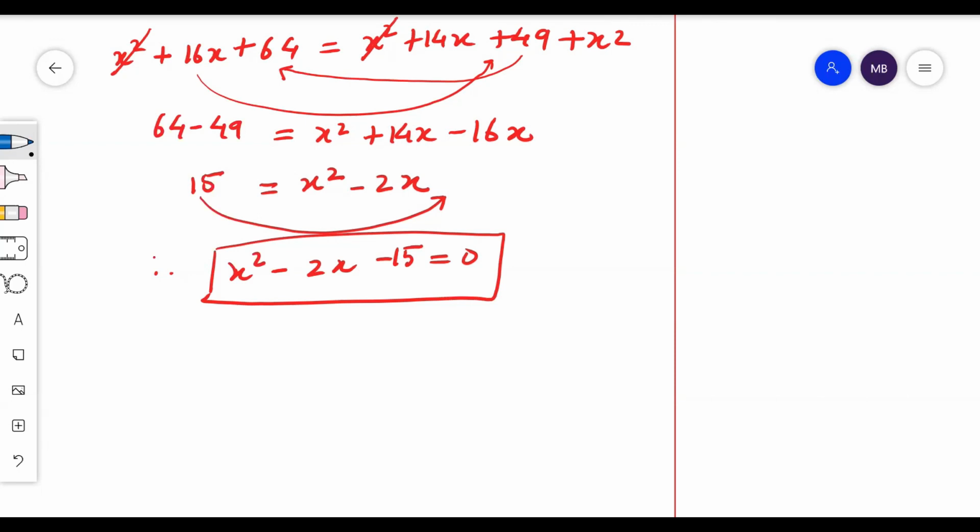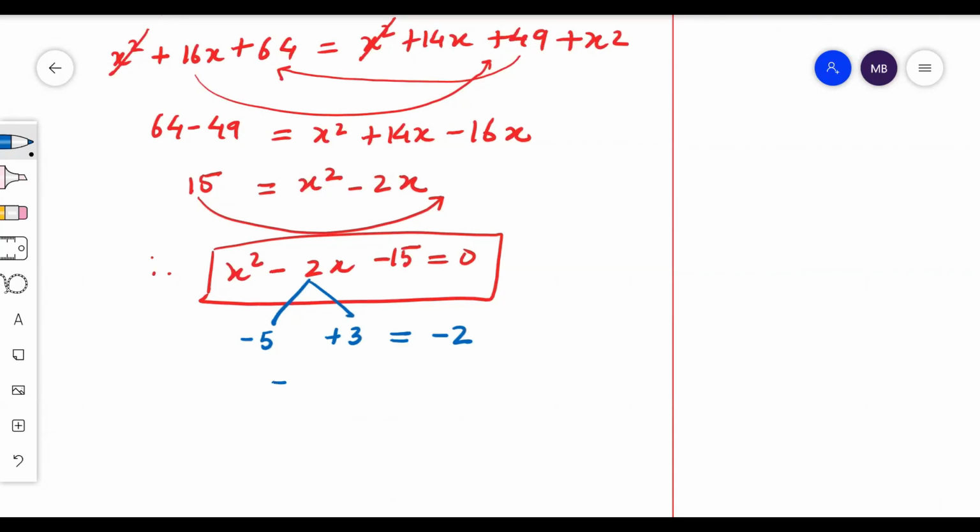Now if I want to do it by splitting the middle term, I have minus 2 and 15. So I know that 5 threes is 15, and minus 5 plus 3. If I split this, minus 5 plus 3 is going to give me minus 2. And if I multiply minus 5 into plus 3, I am going to get minus 15. So this is my AC and this is my B, the middle term.